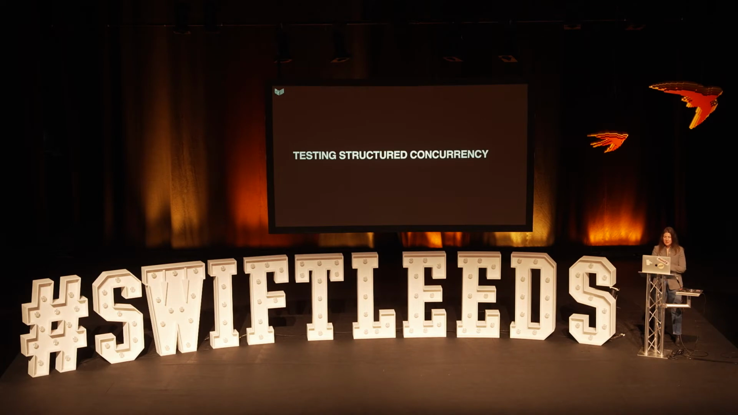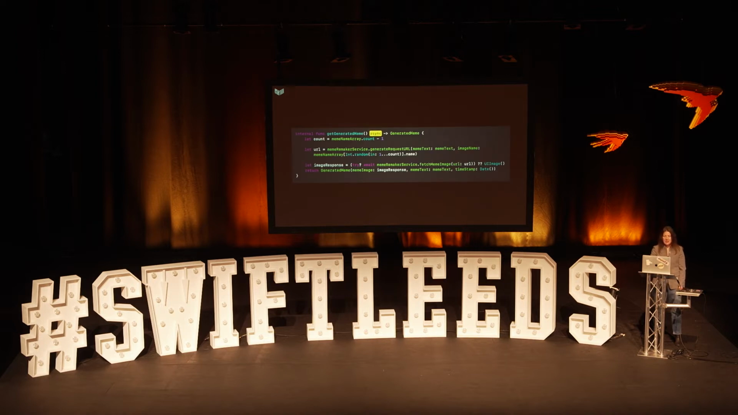So let's dive into testing structured concurrency. Any method that adopts async await can be tested by adding the async keyword to the test function. This function adopts async await by awaiting the network call to fetch an image and then creating a new image from a new object with the response.